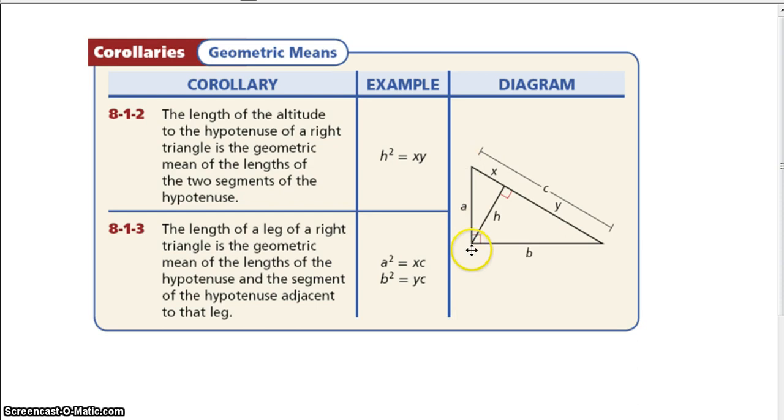So a squared equals x. This is the segment of the hypotenuse that's adjacent to a, right? x times the hypotenuse, c. Or b squared equals y, which is adjacent to b, times c.